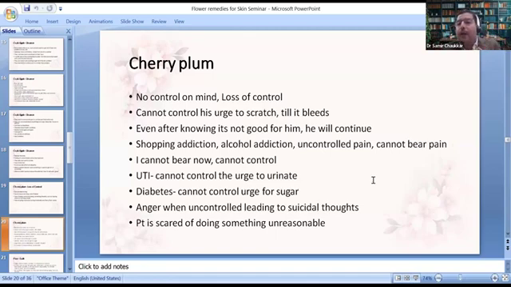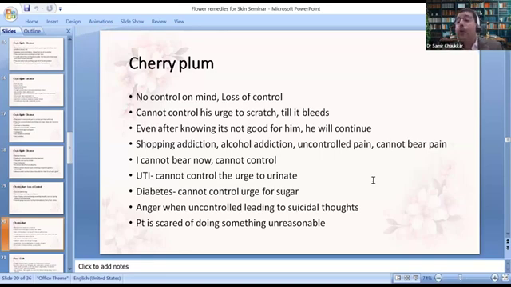I cannot do anything. When I start holding, it starts moving like this. So lack of control, Parkinsonism. Diabetes. Somebody who just cannot resist sugar. Whenever I see a Kaju Katli, whenever I see a sweet, I just cannot resist the urge. That is cherry plum. So for those diabetics who are gourmands, who want to eat all the time, who don't care about their blood sugar level, think of cherry plum.